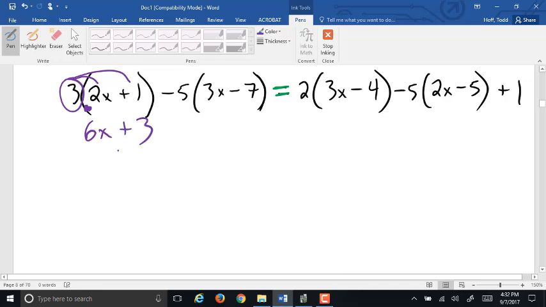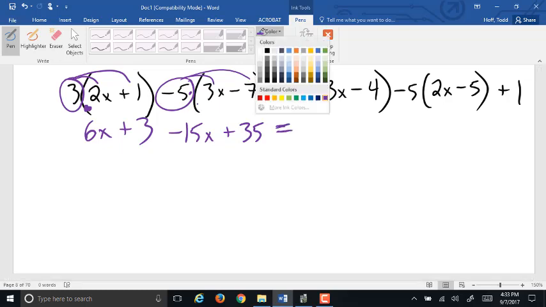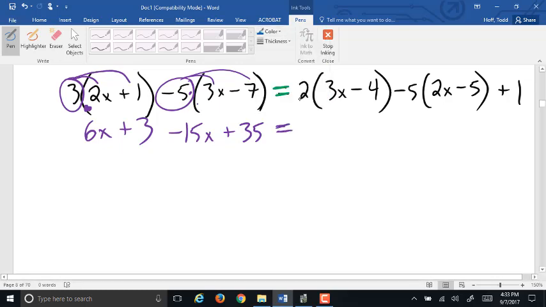(6x plus 3). Perfect. For the second one, this one is multiplied by -5. What do we get when we distribute the -5 through that parentheses? Perfect, -15x plus 35. Now there's still stuff we can combine on the left side, so let's keep doing it.